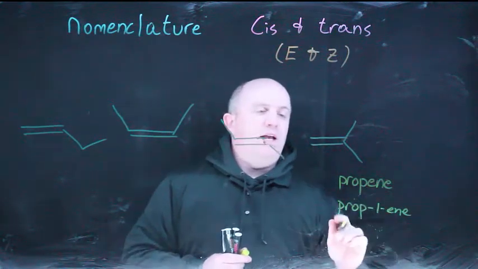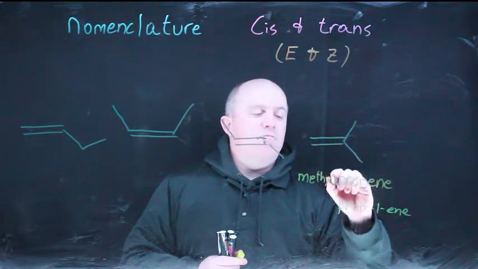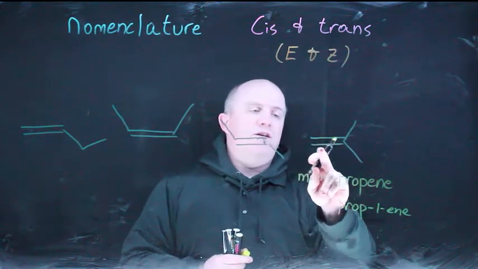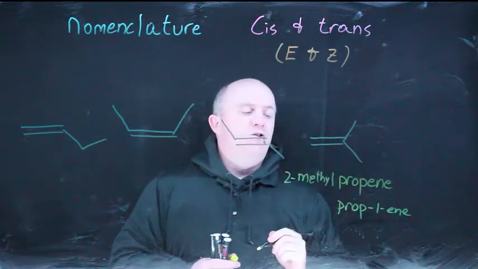So this is a propene, and we have a methyl, and so now all we have to do is describe where the methyl is. And again, where the double bond starts is the 1 position, so that means that this is going to be 2-methylpropene.